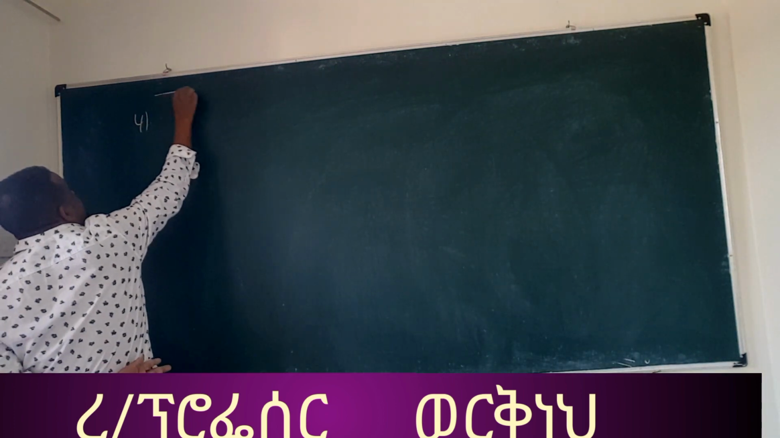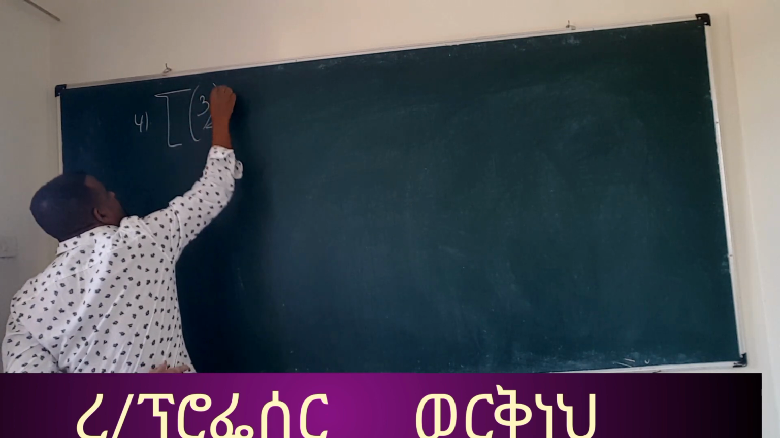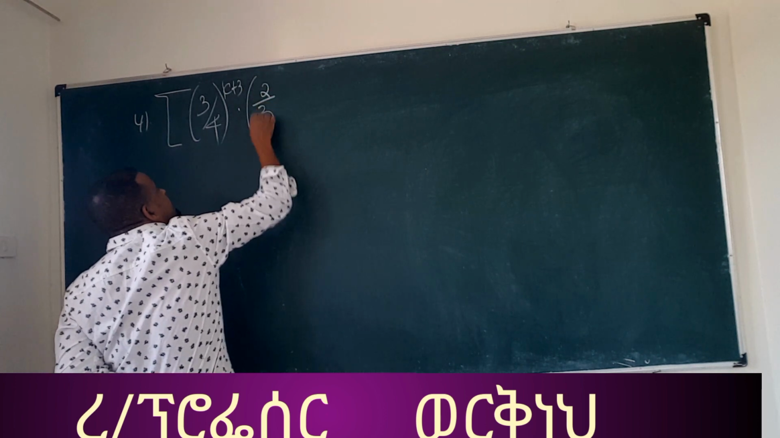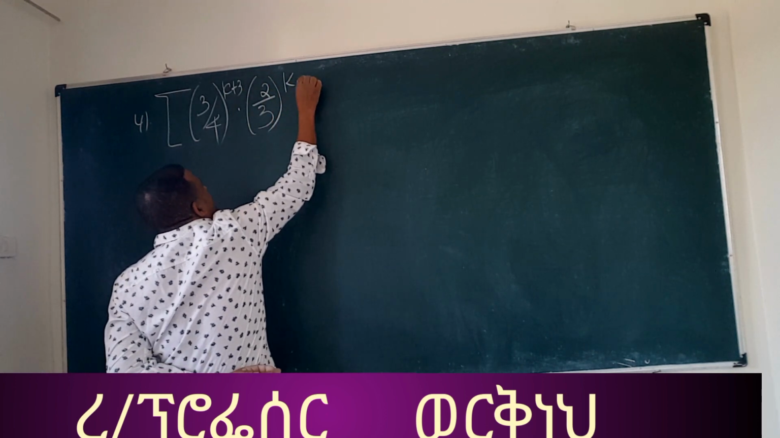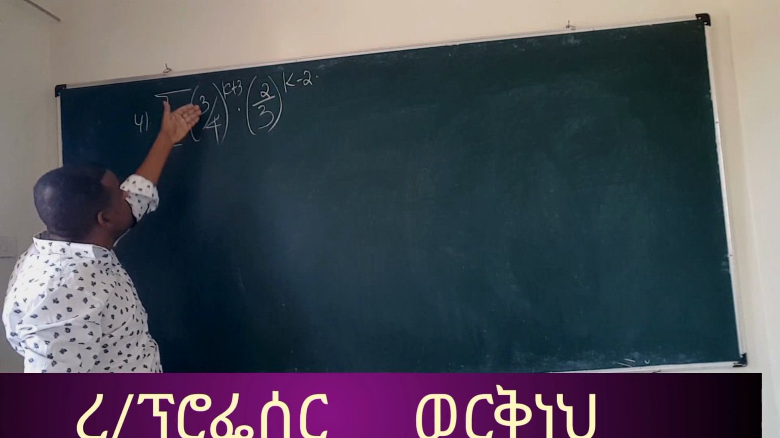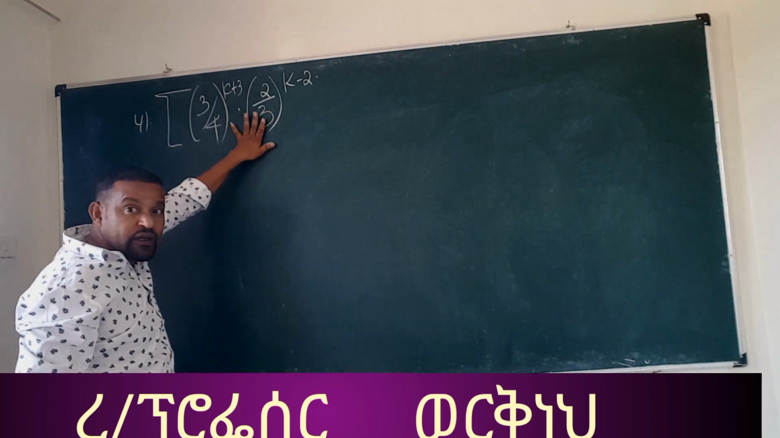The next example, example 4: find the sum of 3/4 to the power of k plus 3 times 2/3 to the power of k minus 2. ሁለት የተለያዩ ሲሪየሶች ናቸው በነገራችን ላይ፣ 3/4 to the power of k plus 3 ለብቻው፣ 2/3 ለብቻው ሰርተነዋል ነው ይሄ I hope.